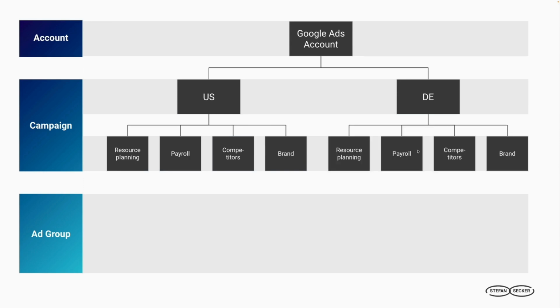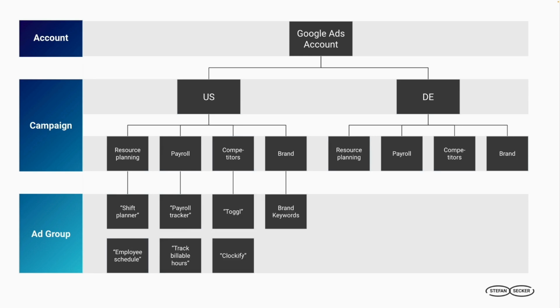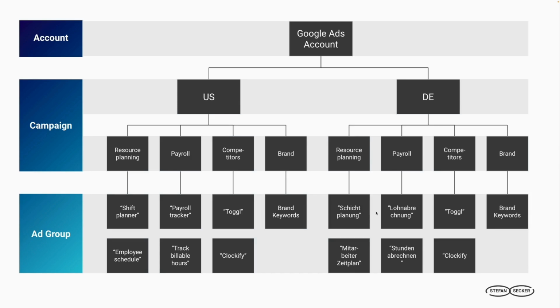Then on the ad group level, we cluster keywords with a very similar intent. For example, everything related to shift planner or employee schedule. There are other time tracking tools like Clockify or Toggl, so we want to bid on them as well, especially if we're the challenger and they already have big brands. For the other regions, we will just copy that structure, but of course, we will have different keywords in different languages.